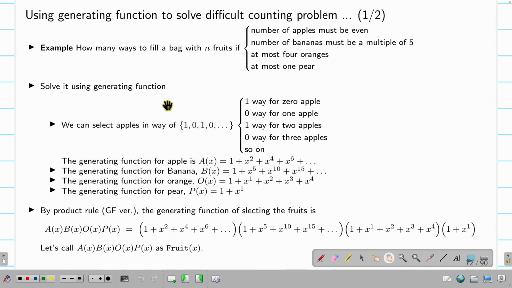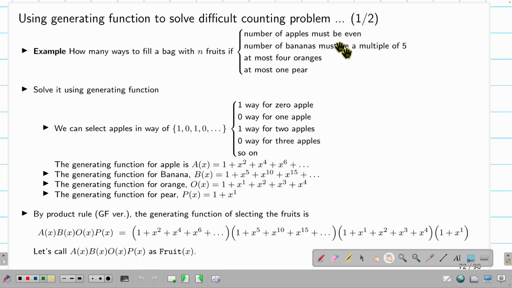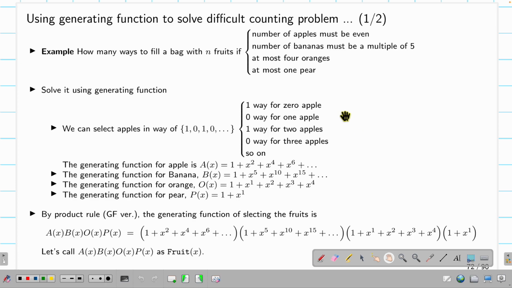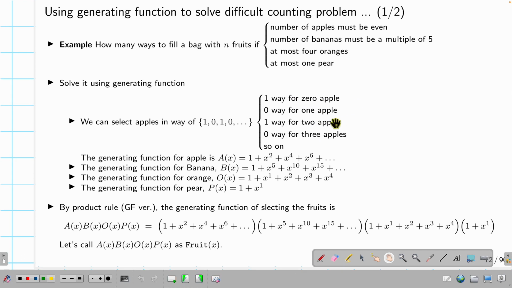So we can solve it using generating function. If you try to solve this by tree and then you use the binomial coefficient, that tree will be extremely big and it's impossible to solve it by brute force. So you have to solve it by generating function.